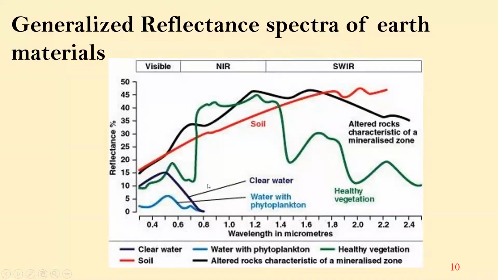Similarly, in healthy vegetation's spectral signature, as you could see, there is high absorption in the blue and red regions. This is because of the chlorophyll, and there is a reflectance in the green region. In the red edge and also in the near infrared region, there is a higher reflectance, but this portion is not visible to our eyes. That is the reason we see vegetation as green.